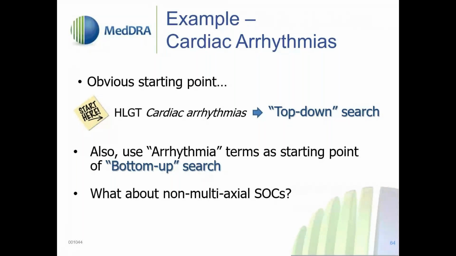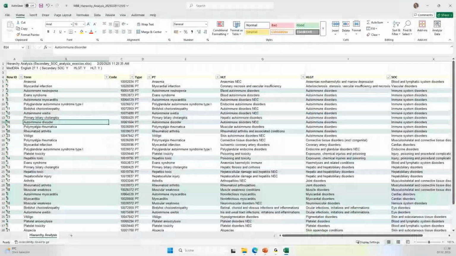Let's look at an example, and we target the cardiac arrhythmias. For this one, an obvious starting point, once you open the SOC cardiac disorders, directly the HLGT cardiac arrhythmias jumps at you. So if you're doing a top-down search, you directly find a lot of relevant terms for that. But then also if you use arrhythmia in your search, and I will show you this, it's called a bottom-up search, it also gives you very important information.